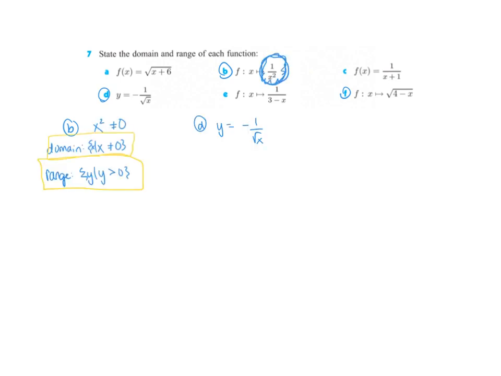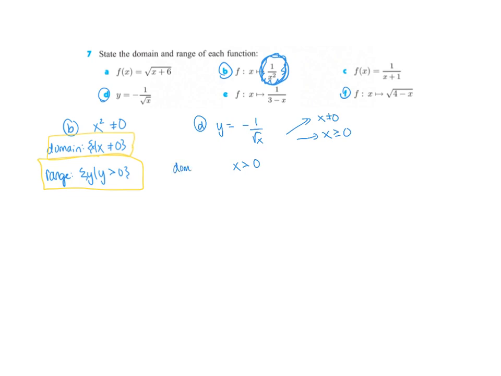So for letter D, we have a square root in the denominator, and we know what's in the denominator cannot equal 0, and what's underneath the square root needs to be greater than or equal to 0. But it can't equal 0, so basically what's underneath the denominator needs to be greater than 0.